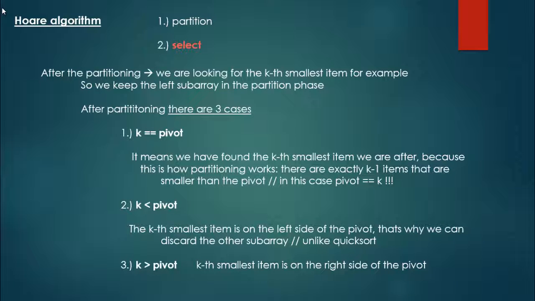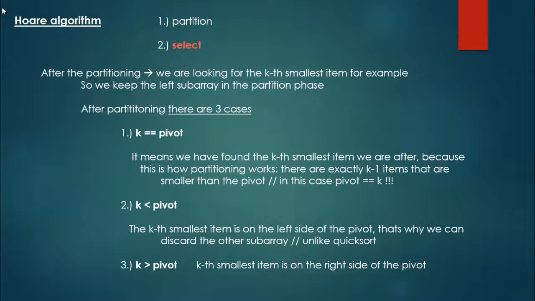And why? Because this is how partitioning works. We know for certain that after the partition phase, there are exactly k minus 1 items that are smaller than the pivot. In this case, the pivot is equal to k, so that's why k minus 1 items, or the index of the pivot minus 1 items, are smaller than the pivot. That's the main reason why we do partitioning. If the k is smaller than the pivot, what does it mean? That the k's smallest item is on the left side of the pivot. That's why we can discard the other subarray.